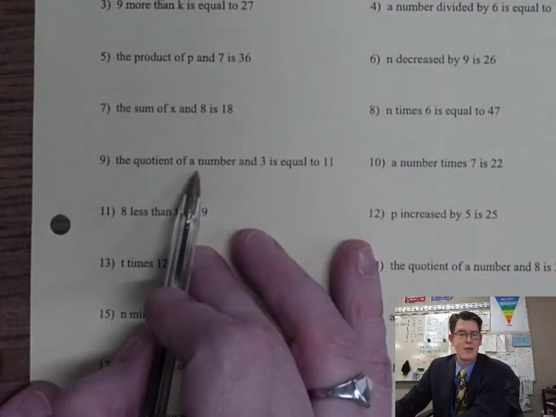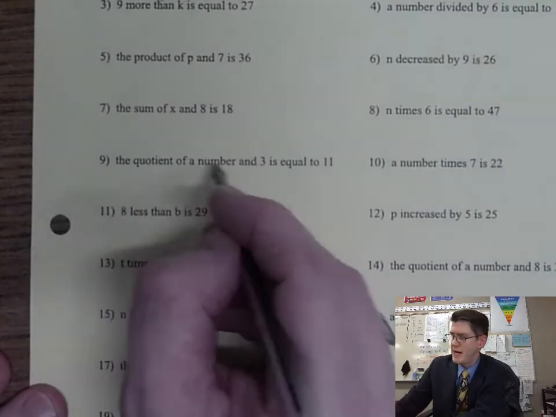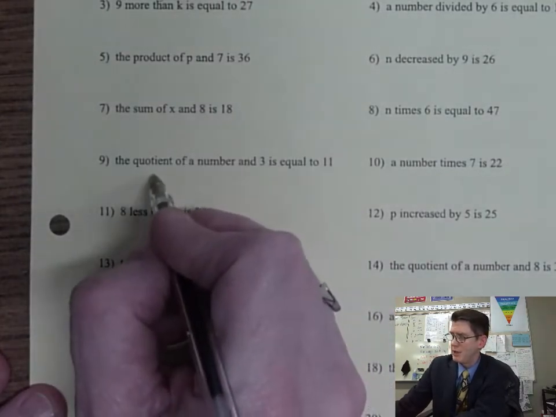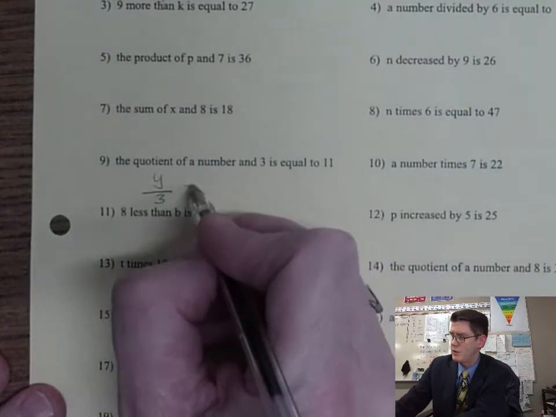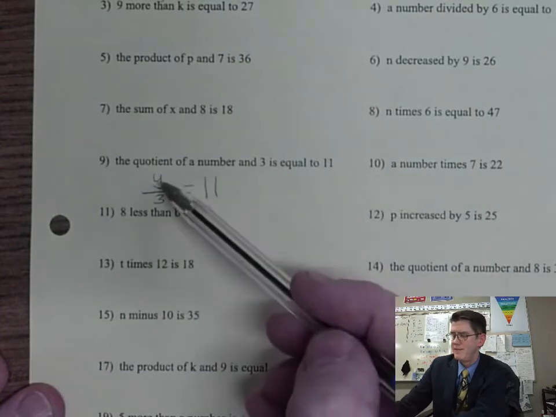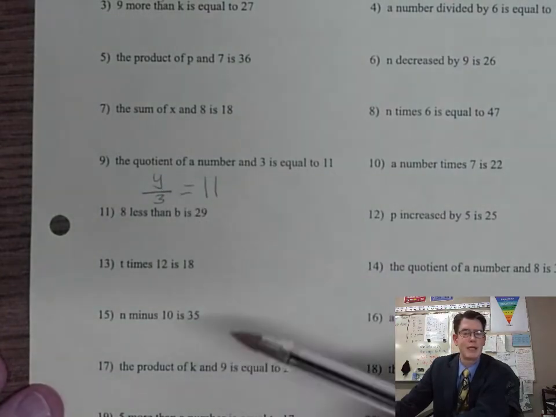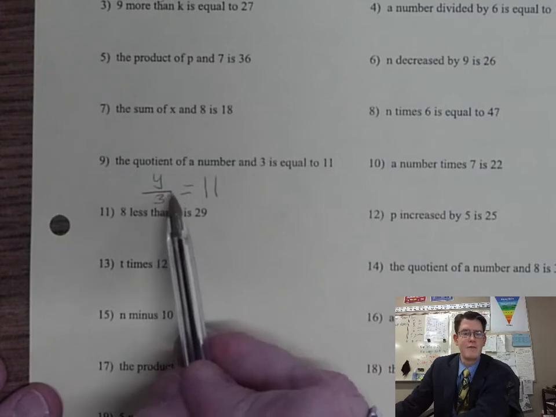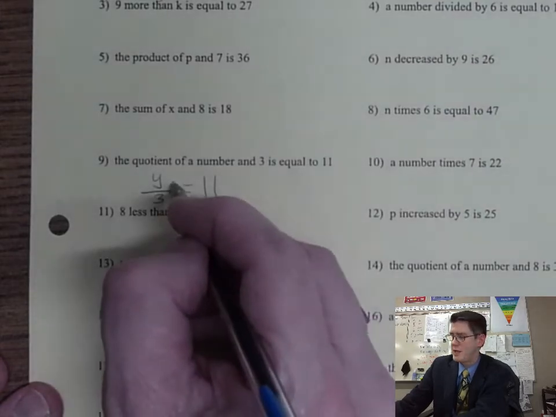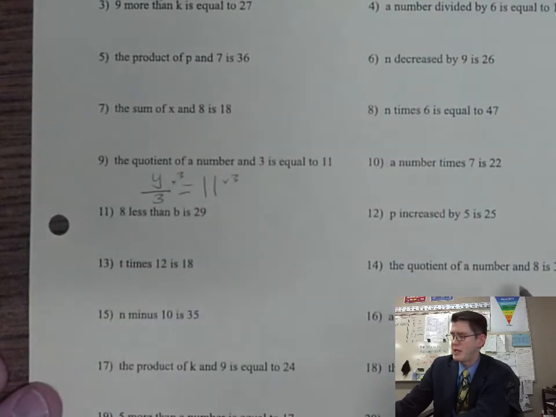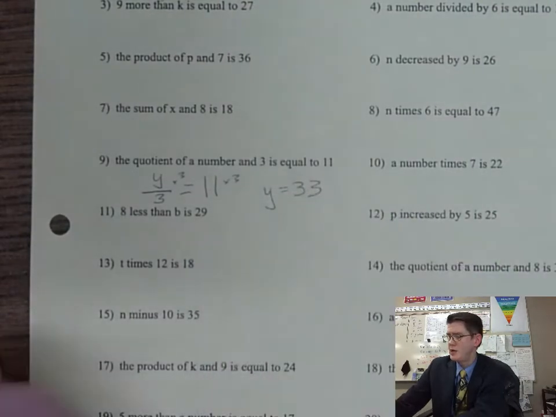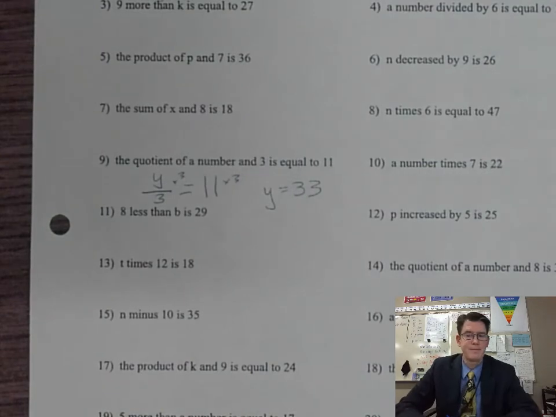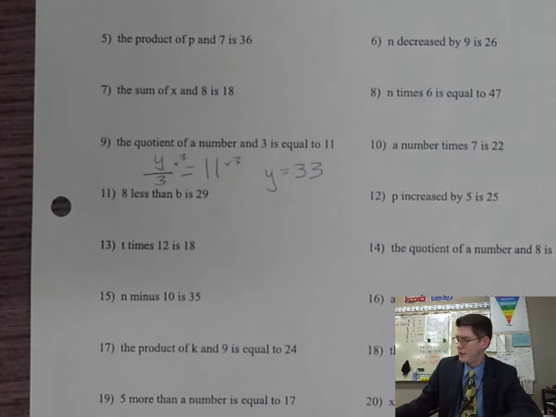When you get the quotient, quotient means divide, so quotient of a number, so we just use the variable, and 3, so the quotient of those is 11. First number on top, second number beneath. Then to solve it, you do the opposite of this divide 3. You times 3 and you times 3. So that y is 33. And then we go through each of those and try those. Let me find a couple hard ones.